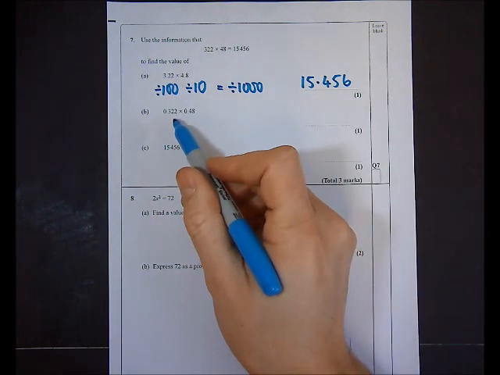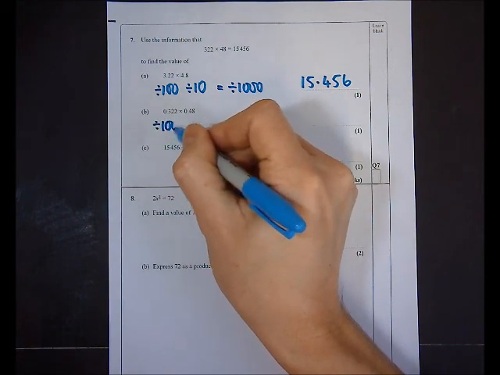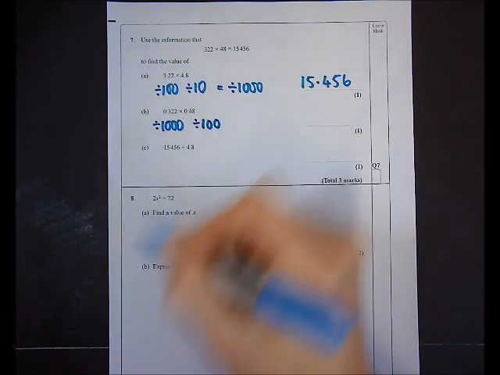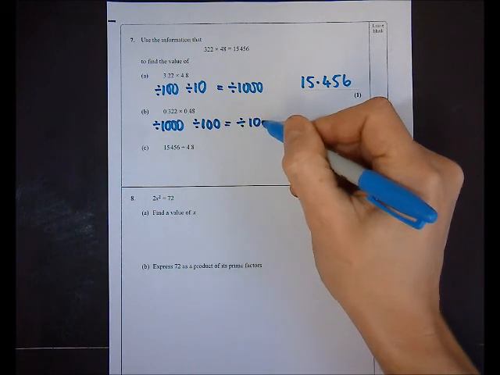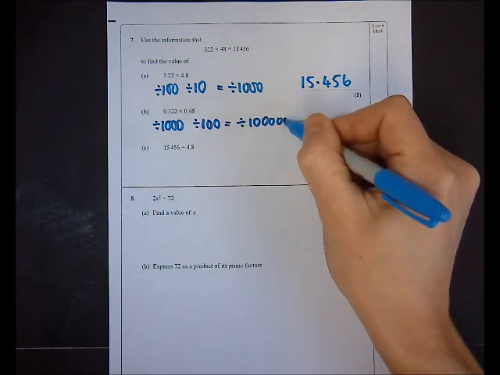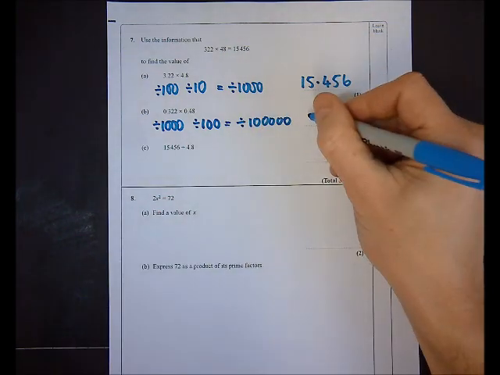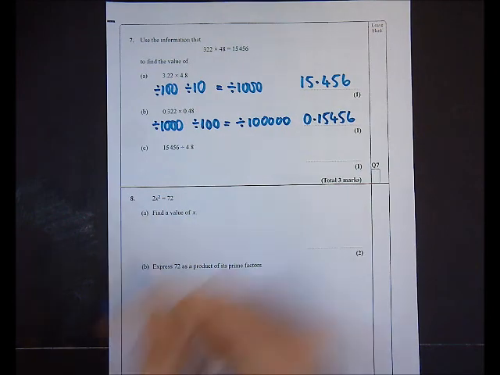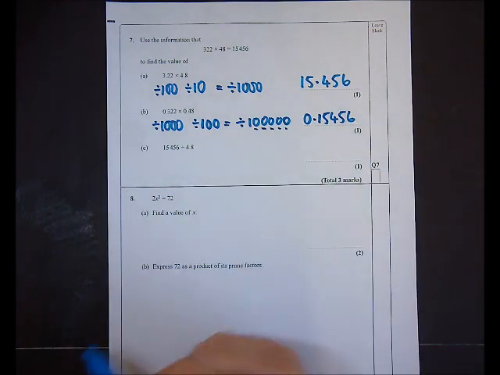Similarly, in part B, I've got 0.322, which is the original number divided by 1,000, and I've got 0.48, which is 48 divided by 100, which is overall the same as dividing by a 1 and 5 zeros, or 100,000. So this number divided by 100,000 will be 0.15456. Numbers have moved over the decimal point 5 places because of the 5 zeros here.